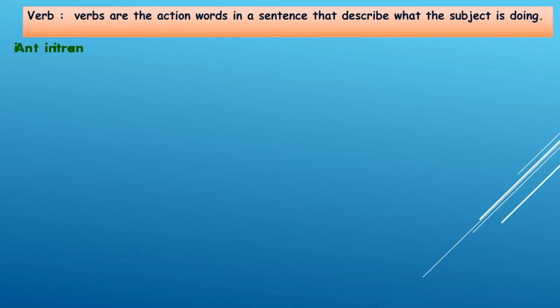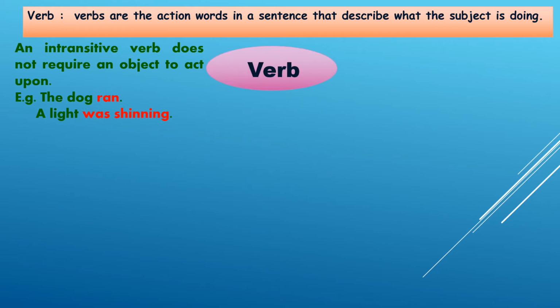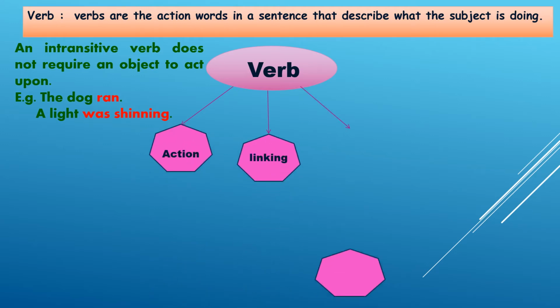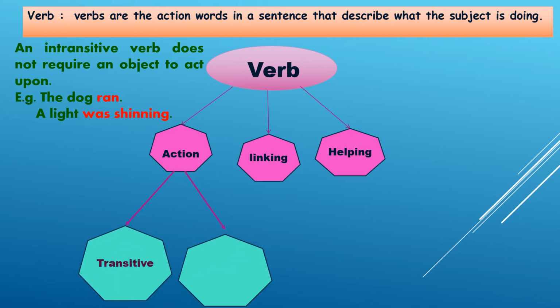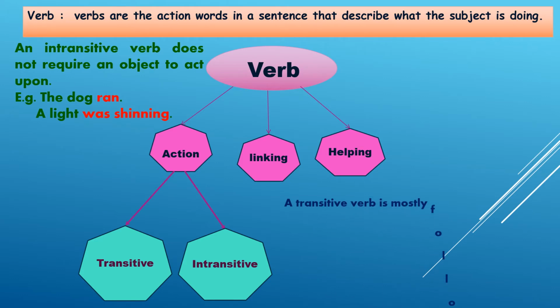Let us understand what is a verb. Verbs are the action words in a sentence that describe what the subject is doing. So you can easily find out a verb by asking the question to the subject. Now, verbs are of three forms, that is, action verb, linking verb, and helping verb. Today we are going to understand about the action verb. Action verb is again divided into two types, that is, transitive and intransitive.